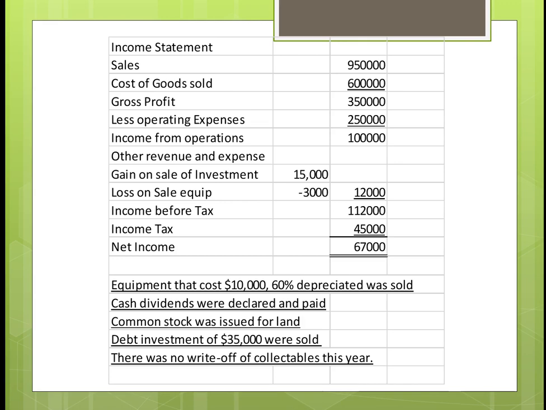And what you would also need is any additional items that are not clear, i.e. were any dividends declared, common stock, was it used just to get cash or was it used for non-cash items? And you would like to know if there were any write-off of collectibles during the year. So this additional information you would need in order to do that cash flow statement. Now we're going to go back to our balance sheet.